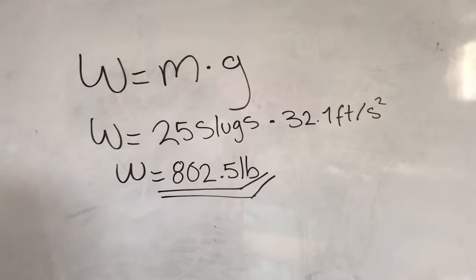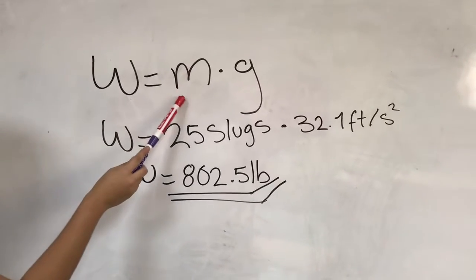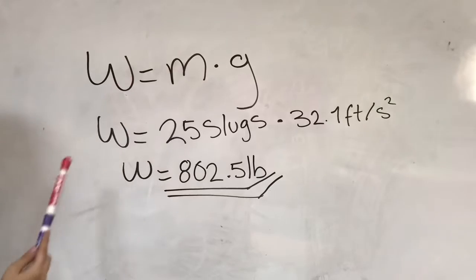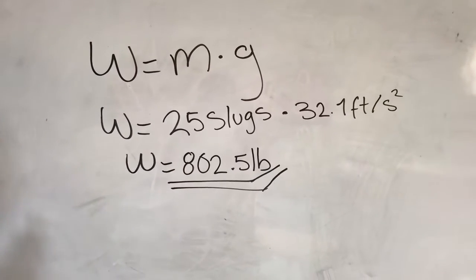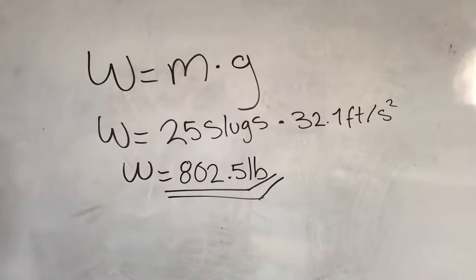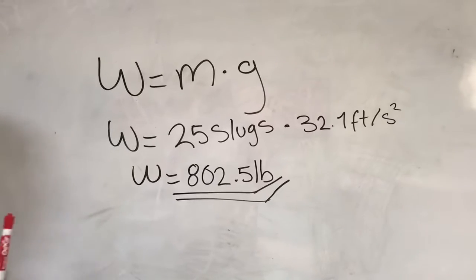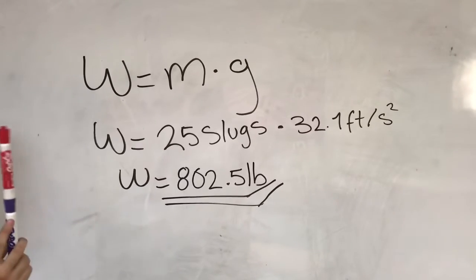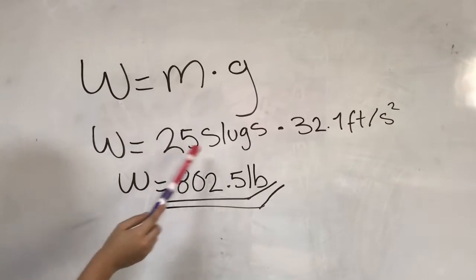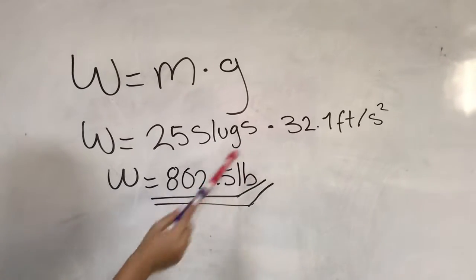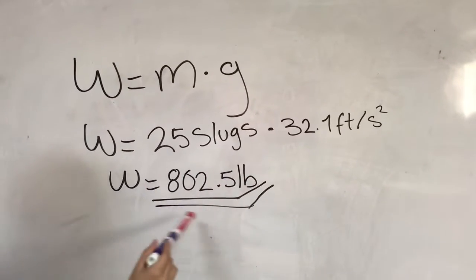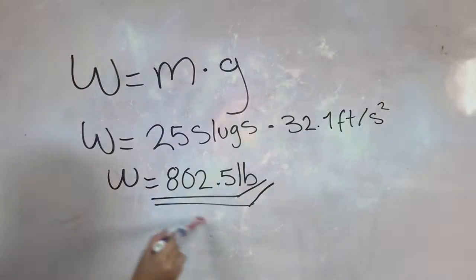And now we're going to find weight. We found mass in the past problem and gravity that is a given already, that is 32.1 feet per second square. It's feet per second square because we have slugs. And then we substitute and we multiply, and it gives us 802.5 pounds.